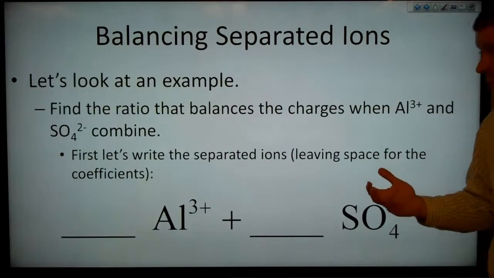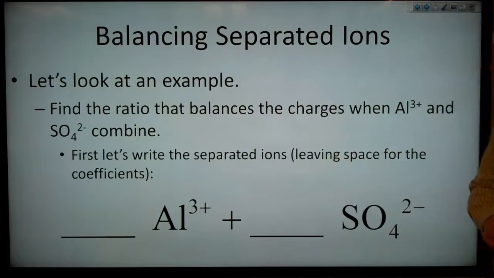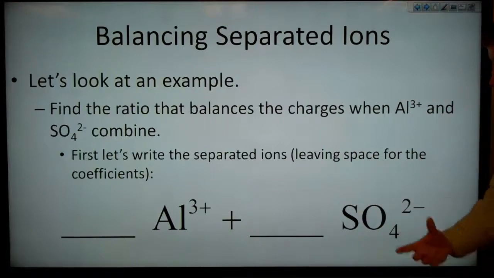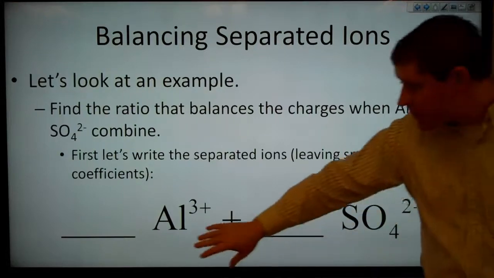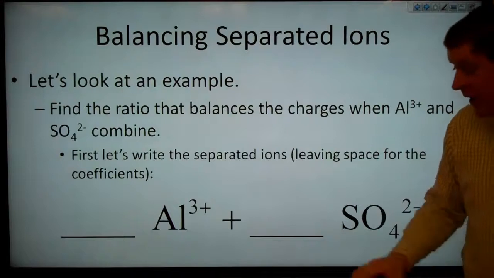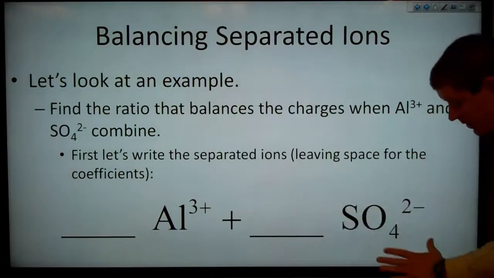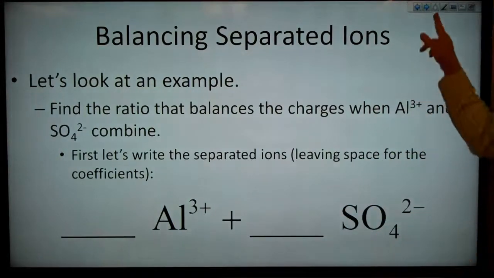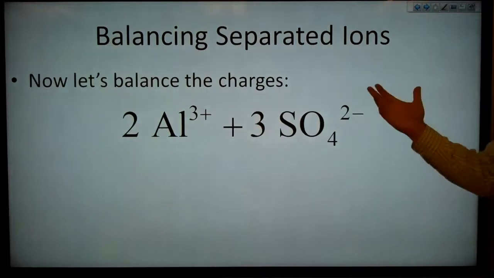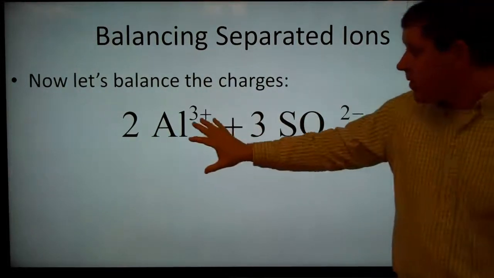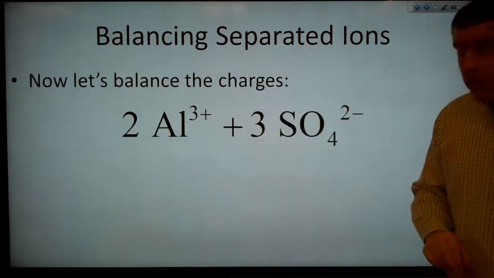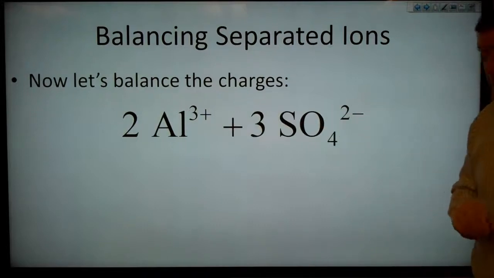So let's look at an example. Let's find the ratio that balances the charges when aluminum and sulfate combine. Let's first write the separated ions, leaving space for the coefficients. So we leave a space, and then the aluminum ion, plus, and we leave a space, and the sulfate ion. And now let's balance the charges. We have aluminum with a charge of 3+, sulfate has a charge of 2-.